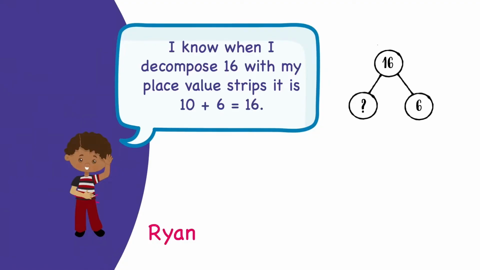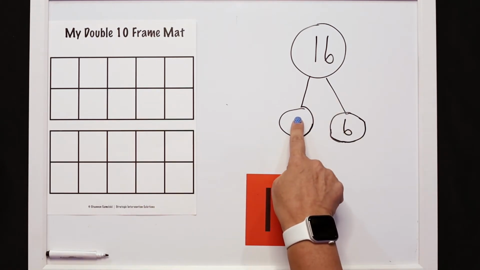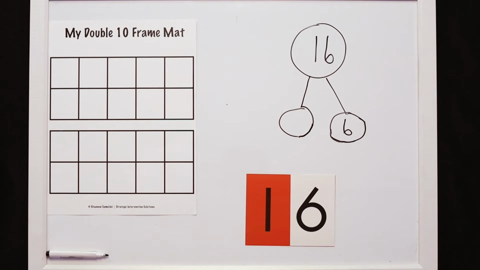Let's see what Ryan's thinking. Ryan says, I know when I decompose 16 with my place value strips, it is 10 plus 6 equals 16. I like the way that Ryan is thinking. Let's take a closer look at it on mine. All right, so once again, I have the double 10 frame mat, the number bond with the missing part, and the place value strips that show the number 16.